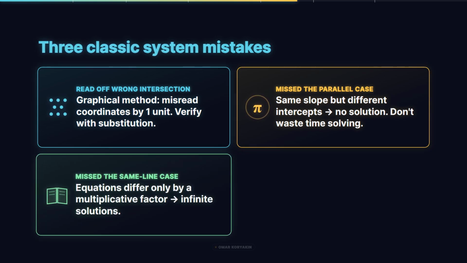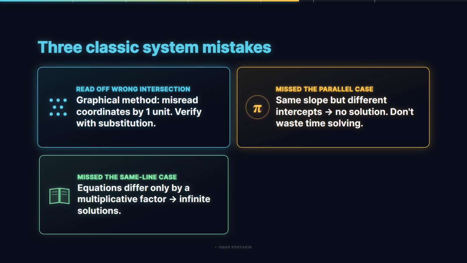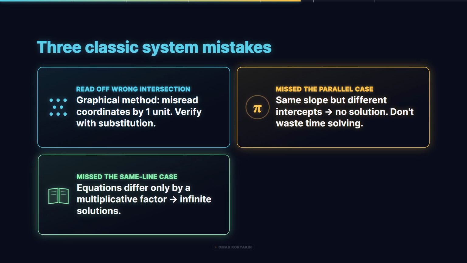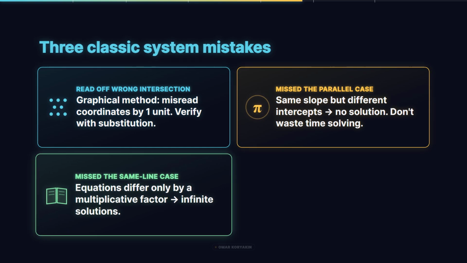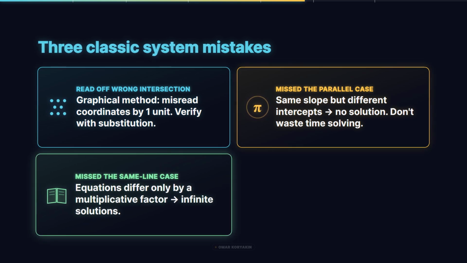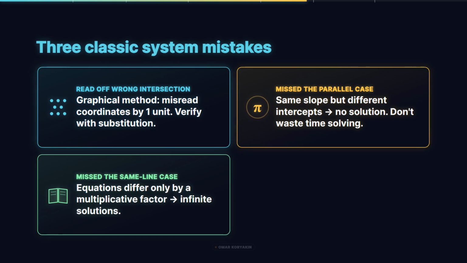Third mistake: failing to recognize that 2 equations describe the same line and treating the system as if it had a unique solution. A student looking at 2x plus 3y equals 6 and 4x plus 6y equals 12 treats them as 2 distinct equations and tries to solve, but the second equation is just twice the first, so they describe the same line.